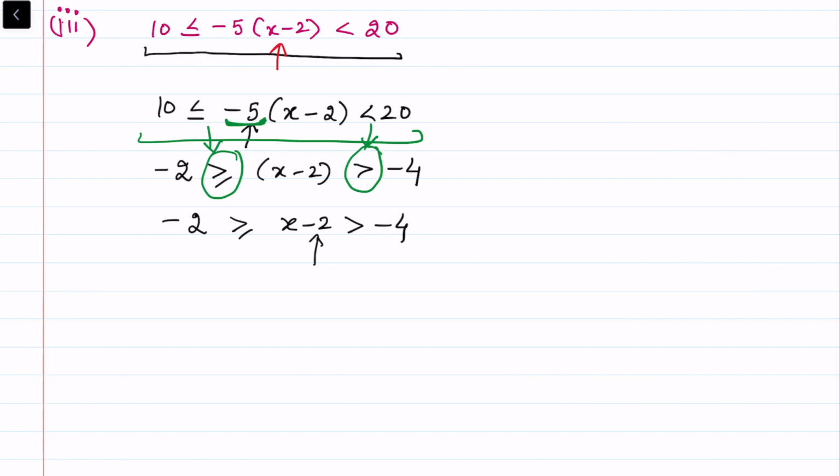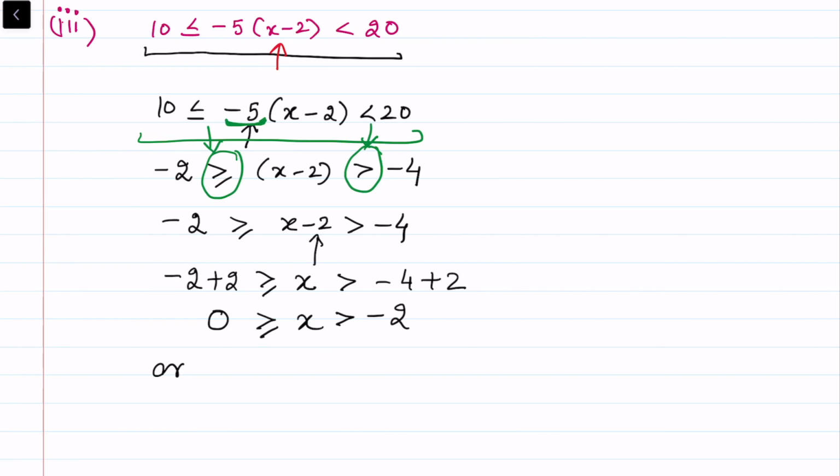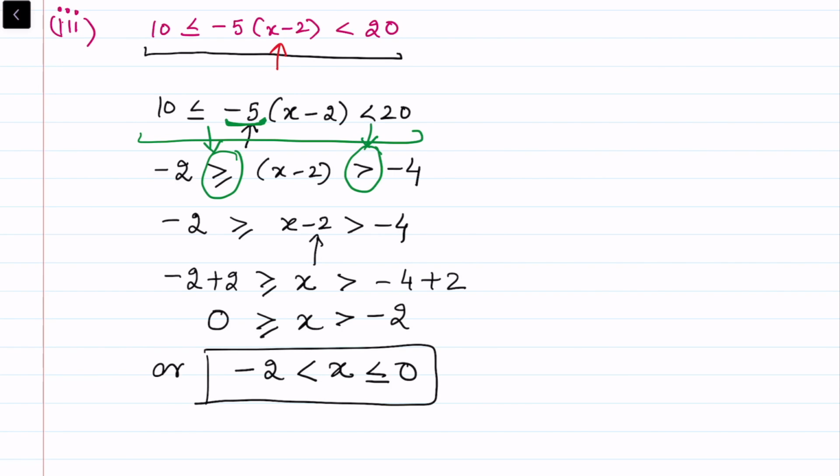Now take this minus 2 on the other side. So minus 2 plus 2 greater than or equal to x, minus 4 plus 2. So this will become 0 greater than or equal to x greater than minus 2. Or I may say minus 2 is strictly less than x and x is less than or equal to 0. This is the answer for the given inequality.